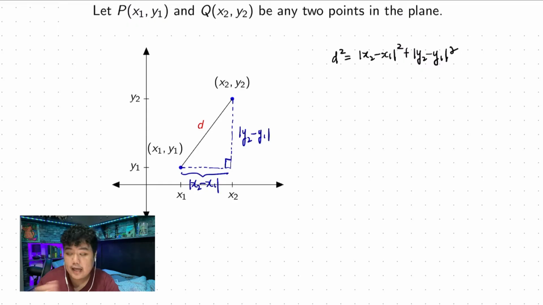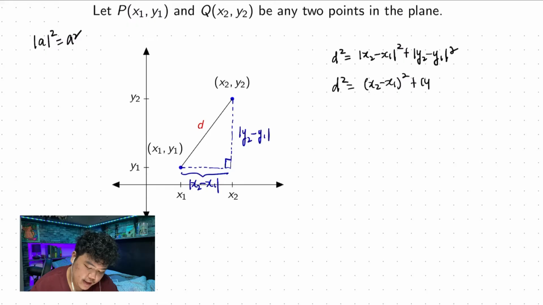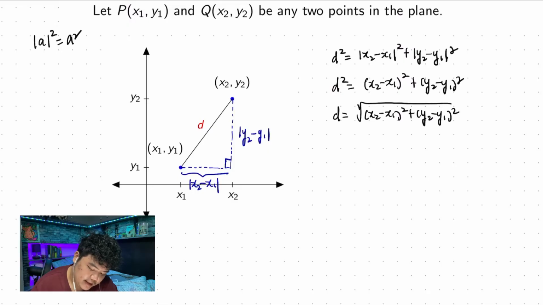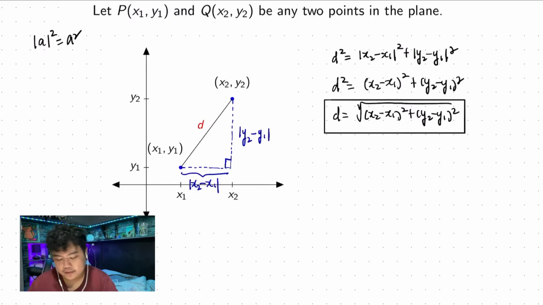Tapos, 'di ba may lesson tayo before nung solve tayo ng absolute value. Ang absolute value ni a square is a square for any real number a. So, ibig sabihin, pag nagsisquare ka na may absolute value, pwede mo na lang alisin yung absolute value. So, d square is equal to x2 minus x1 square plus y2 minus y1 square. And then, get the square root of both sides. x2 minus x1 square plus y2 minus y1 square. Non-negative ang distance, kaya ang kinuha natin yung positive square root dito.